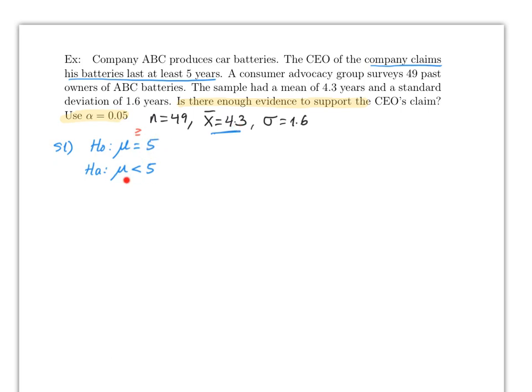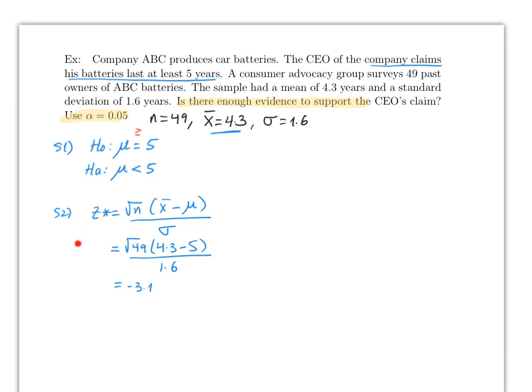So therefore, the alternative should be less. And remember, from here, this is going to determine the rest of the problem. Okay, now, step 2, need to find Z star, or the test statistic. Remember, this is equal to the square root of n, x bar minus mu, divided by sigma. So we plug in the values. This is the square root of 49 times 4.3 minus 5, everything divided by 1.6, and this is around negative 3.1.